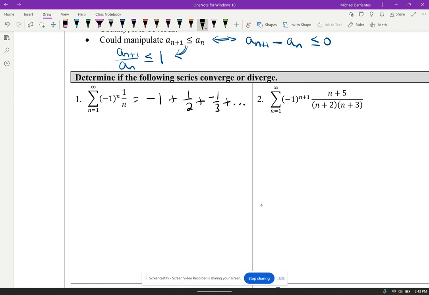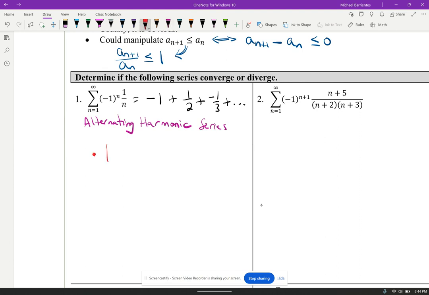Now, do you recognize this as a familiar pattern? You probably do. This is a harmonic series, except it's alternating, so we call it the alternating harmonic series. Now, if those negatives weren't there, we already know that the harmonic series diverges, but now we have alternating signs. Does that make a difference? Well, that's what we're about to check.